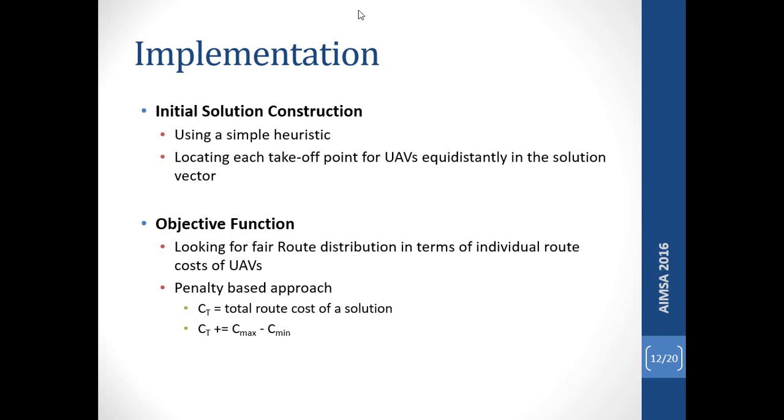The difference between the individual flight routes with minimum cost and the maximum cost, which we can say Cmax and Cmin, is added to the CT, which means the total travel cost. This way, a greater difference between the minimum and maximum individual routes causes a worsened solution with its greater penalty. So these routes will be less preferable by the algorithm.